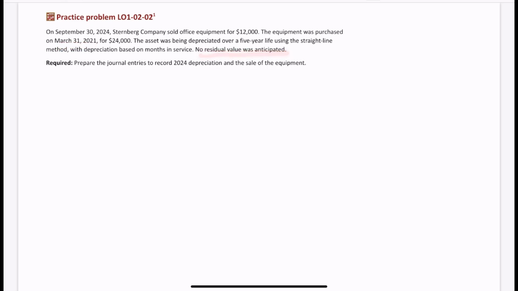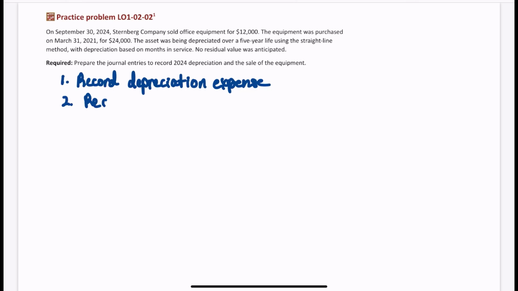There's no residual value, and our mission here is to prepare journal entries for depreciation and then the sale of the equipment. So we have an asset disposition, which is the sale of an asset. So our mission: 1, record depreciation expense, and 2, record the sale.